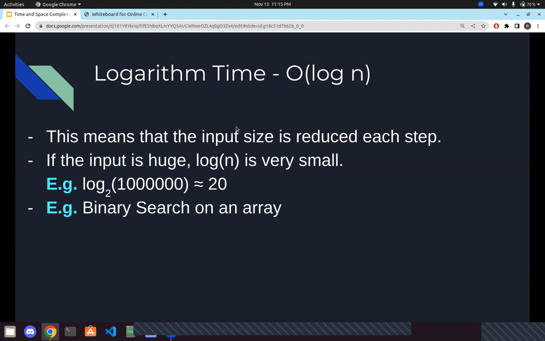And like I showed in the chart, O of log n is a really good time complexity. This is because if the input is huge, log n is still very small. For example, log base 2 of 1,000,000 is roughly about 20, like 19.9 something. So you can see that O of log n is a pretty good runtime. One popular algorithm that has logarithmic time is binary search on an array.